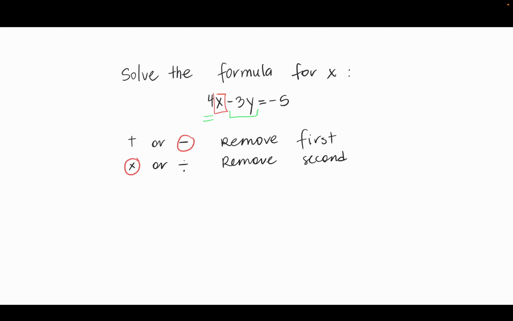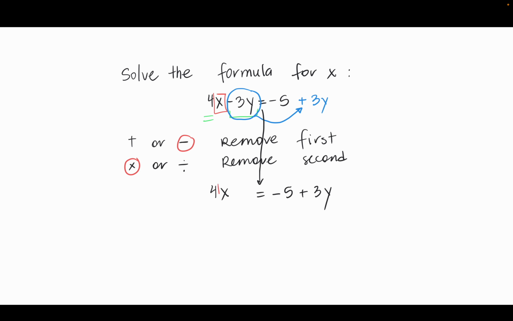To move something to the other side of the equal sign, I need to do the opposite of what I see. If I see subtraction, that means it will go to the other side by addition. So I'm going to take this minus 3y, drag it to the other side, and add it. So now here's what I have left. I still have my 4x. I used to have minus 3y, but I moved it. Then I have this equal sign here. Then I have my minus 5 and plus 3y.